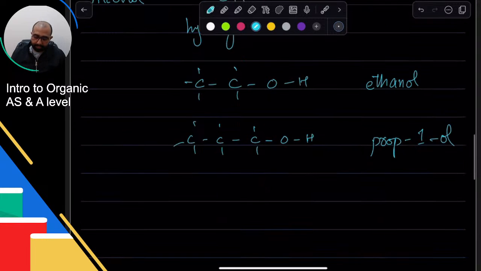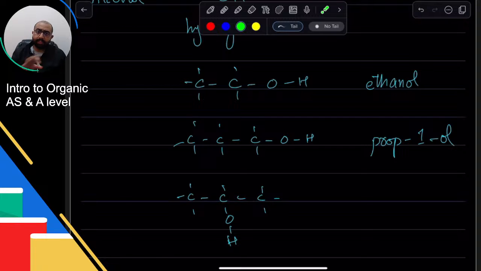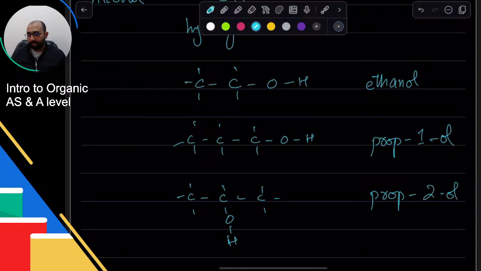Okay. Now let's say I have this here. So this one again, I start counting from left or right, it doesn't matter as long as you go for smaller numbers. So 1, 2, 3. So this one is 2. So prop-2-ol. Now it is ol because it has the alcohol group.